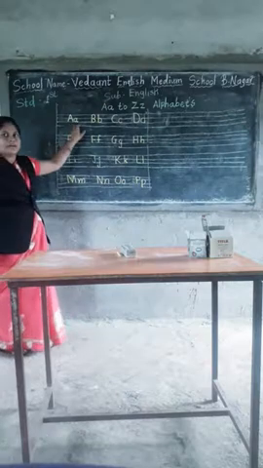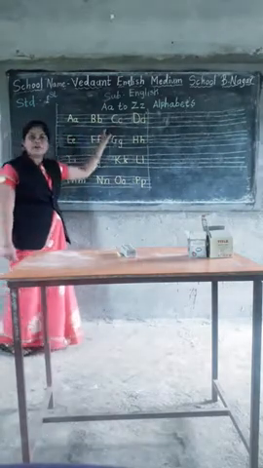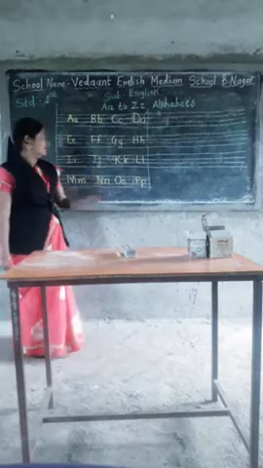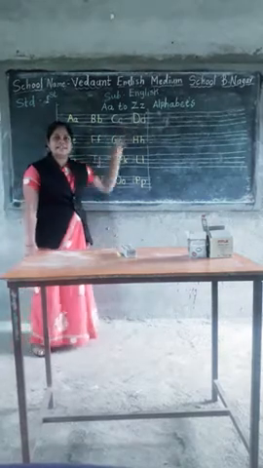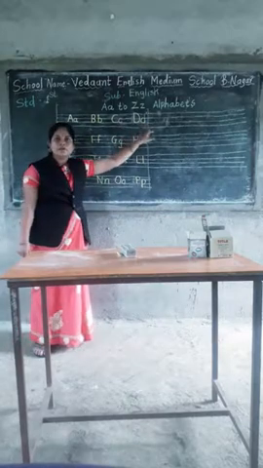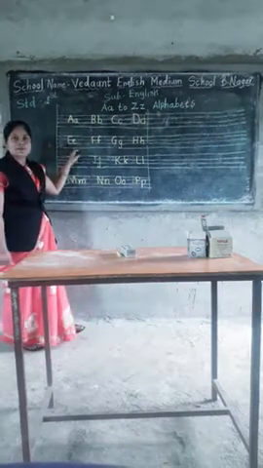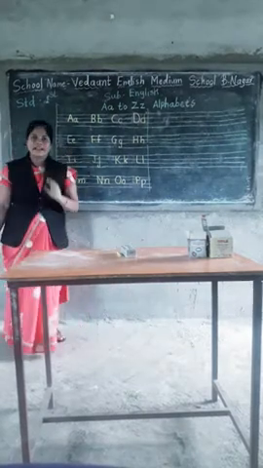A, capital A, small a says a. Capital B, small b says b. Capital C, small c says k. Capital D, small d says d. Capital E, small e says a.